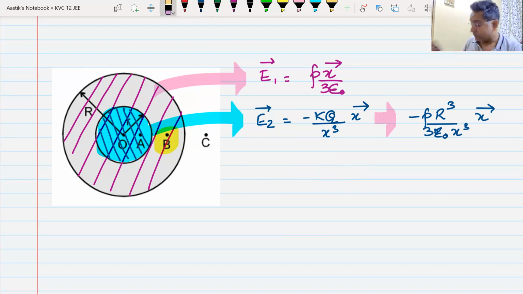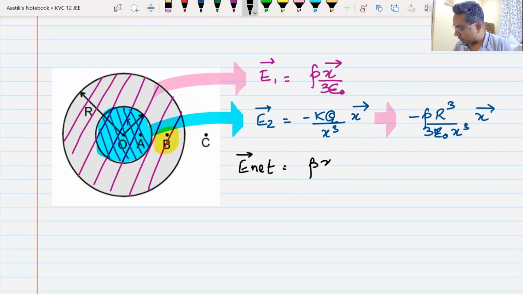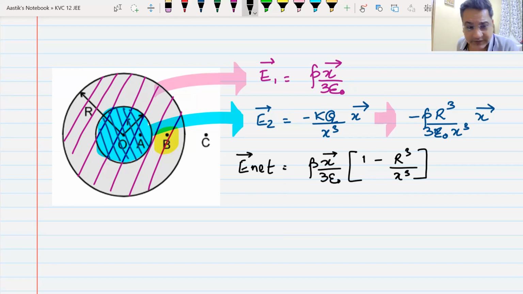Okay. So the net electric field at this point becomes vectorially rho x vector by 3 epsilon naught jumps out, and I have 1 minus r cube by x cube. That is the answer, my dear friends. This is for any point B inside the outer shell but outside the hole. Yes or no?